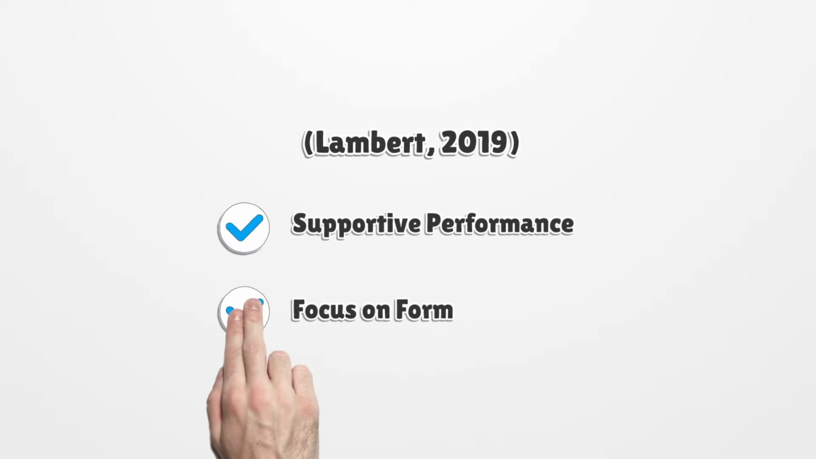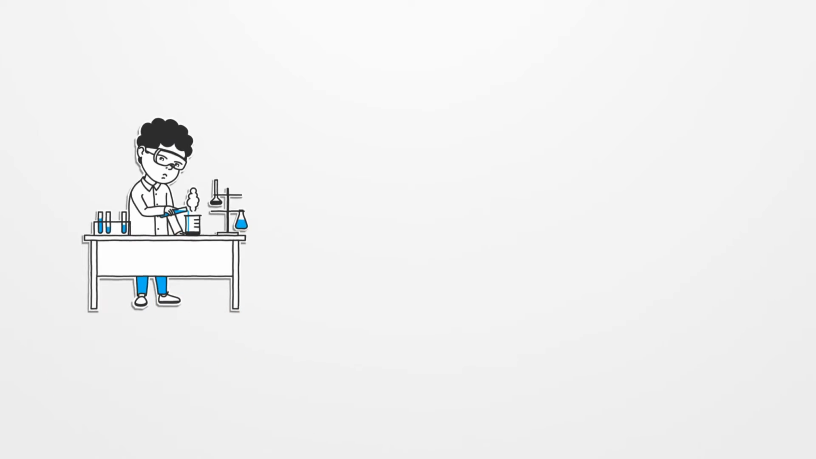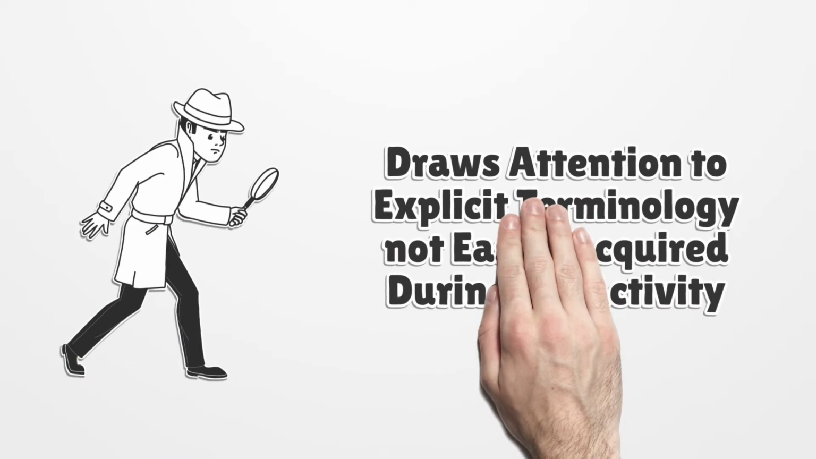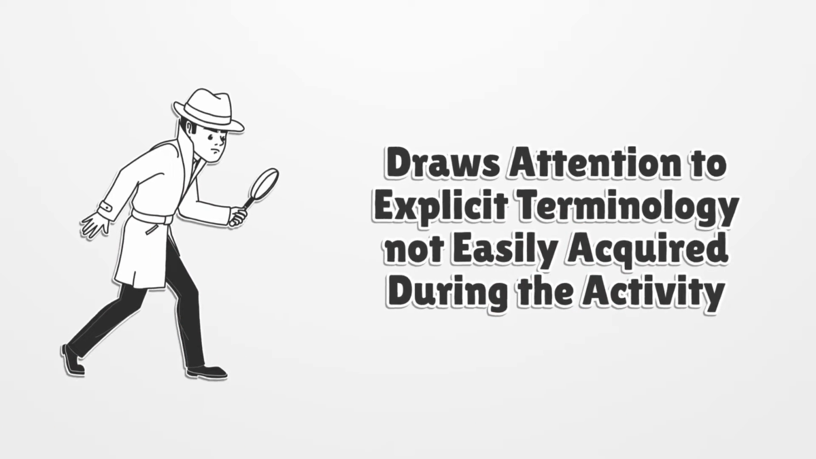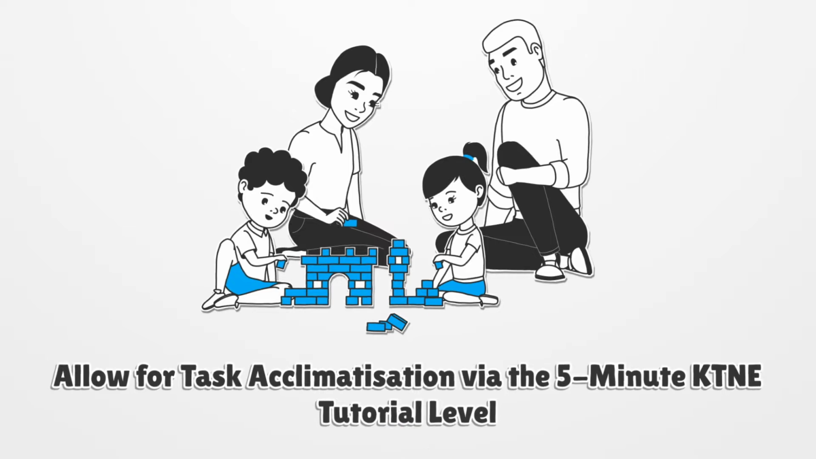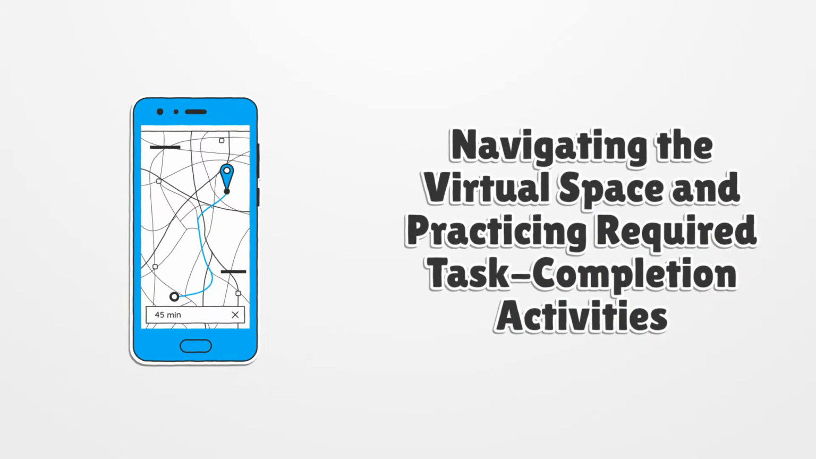In doing so, this activity conforms to the previously described concepts of supportive performance and focus on form, in which orientation tasks provide learners opportunities to optimize their task performance by being provided with time to plan and draw attention to forms that are difficult to acquire incidentally during task performance. During the final phase of task preparation, each participant completes the 5-minute tutorial level, which consists of basic orientation tasks such as navigating the virtual space and fundamental task completion measures, including item manipulation, wire cutting, and button pressing.